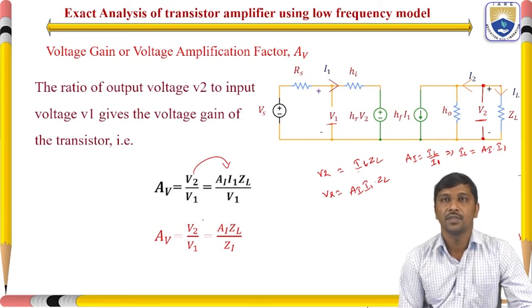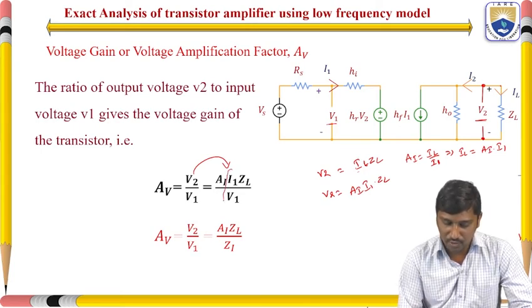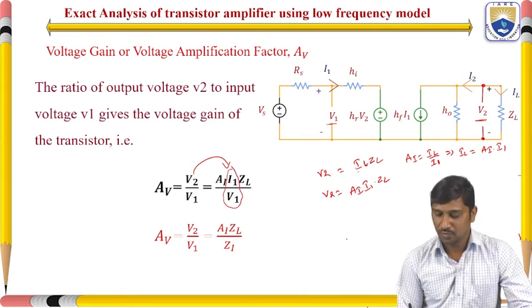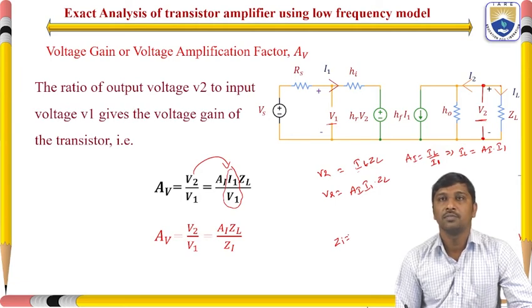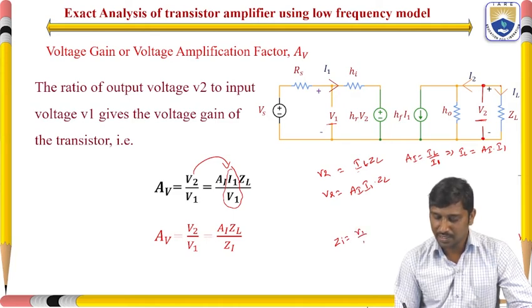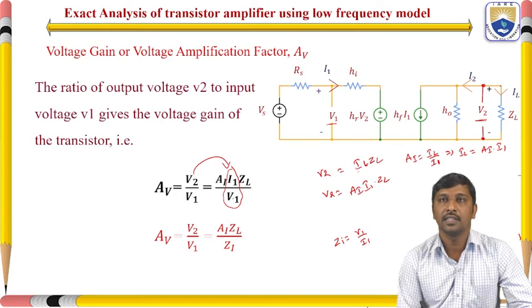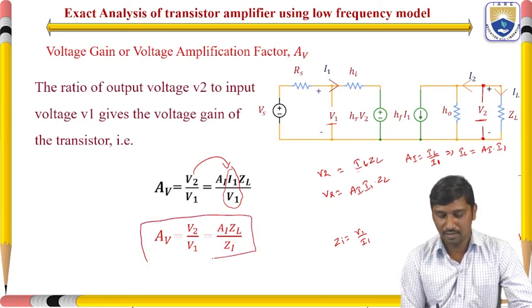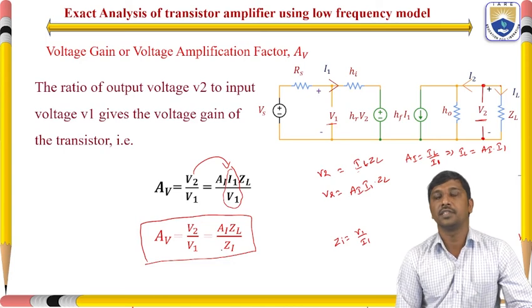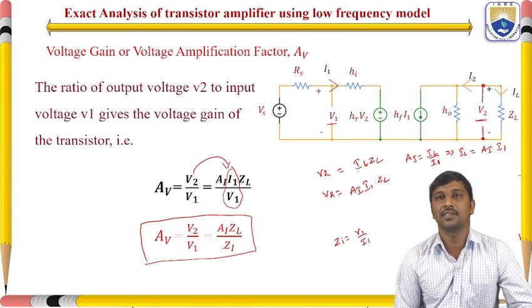So what happens here? That is represented as V2 by V1 is equal to. If you observe this product, I1 by V1, we know that the input impedance ZI is defined as the ratio of input voltage to the input current, V1 by I1. So this is nothing but the reciprocal of the impedance, hence I represent it as 1 by ZI. This voltage gain is observed by using the small signal model, or low frequency model, for this amplifier.